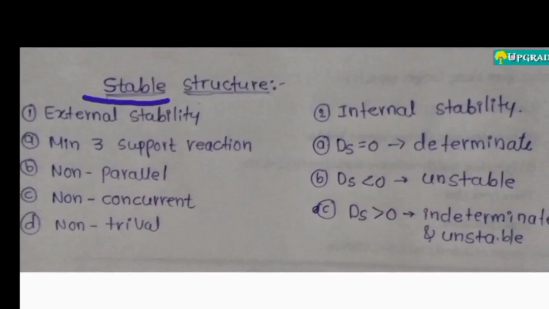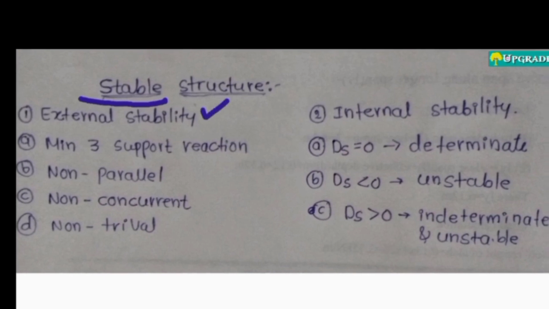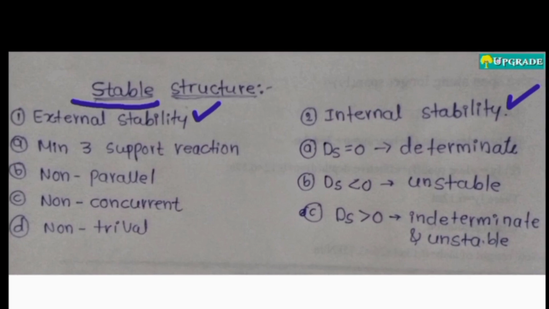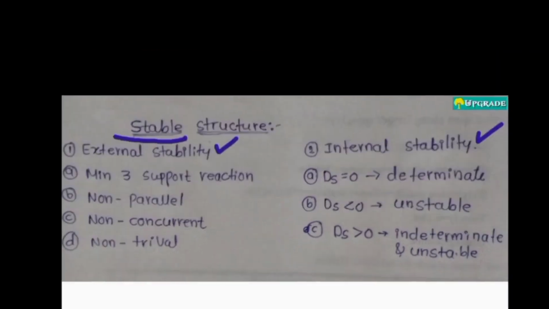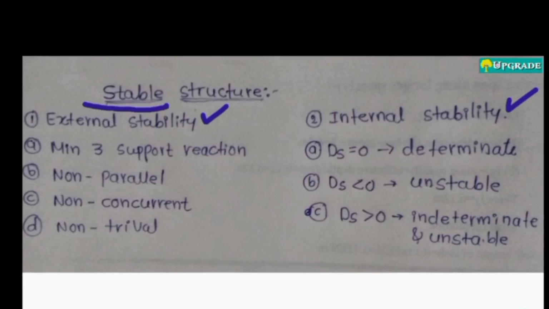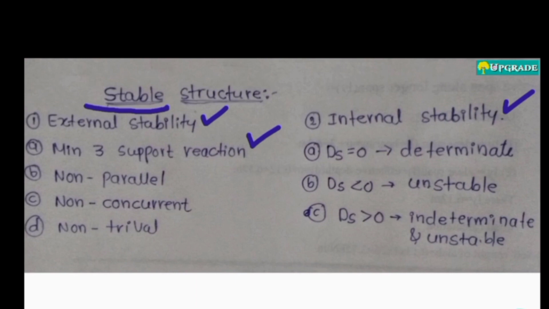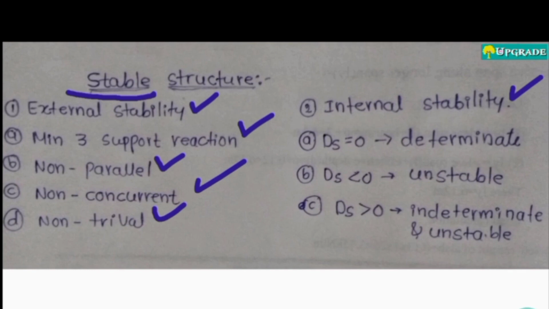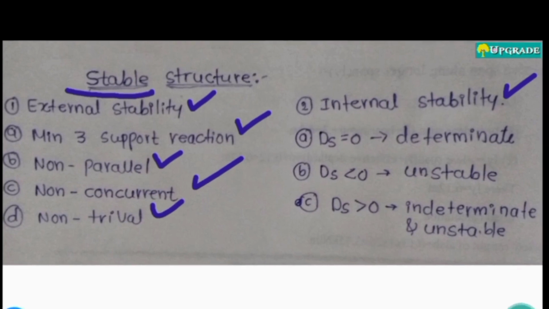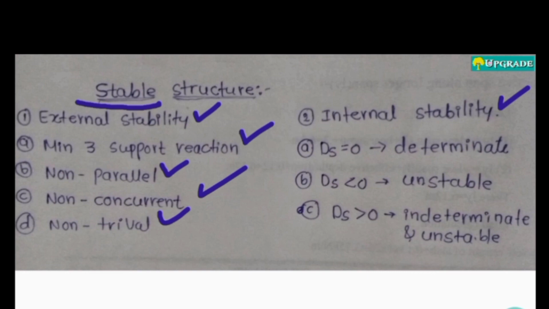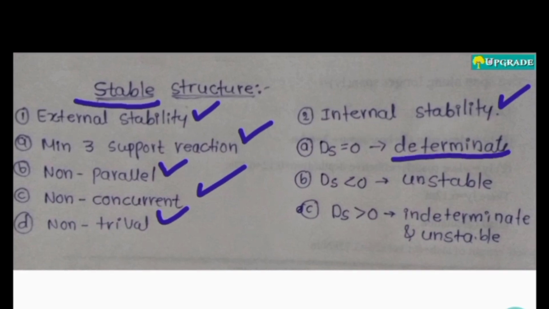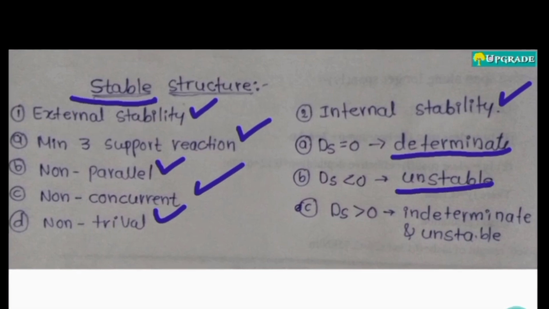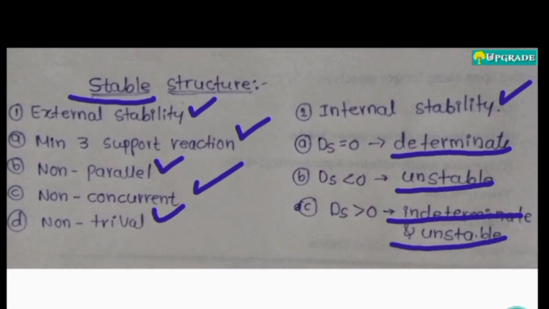The structure will be said to be stable when it satisfies the external stability and internal stability conditions. Now we see the external stability conditions. According to the first condition, the structure will be stable when it has a minimum of 3 reactions, and the supports are non-parallel, non-concurrent and non-trivial. Trivial is nothing but a spring. For internal stability, when the DS value is equal to 0, the structure is stable and determinate. When the DS value is less than 0, it is unstable, and when the DS value is greater than 0, it is indeterminate and unstable.